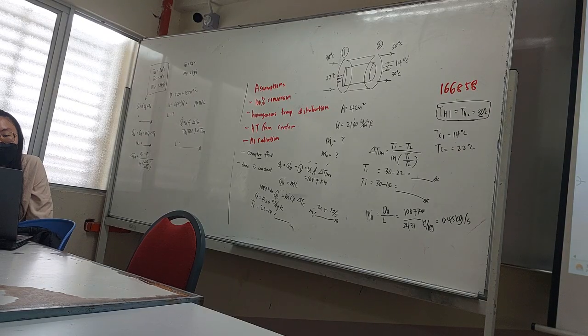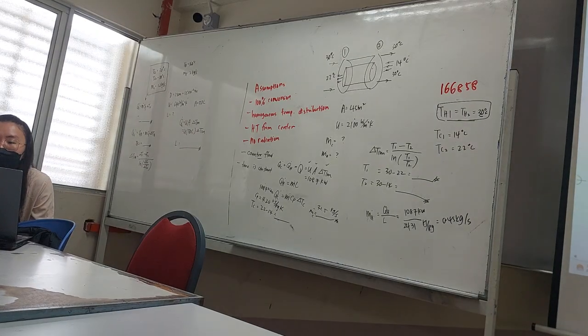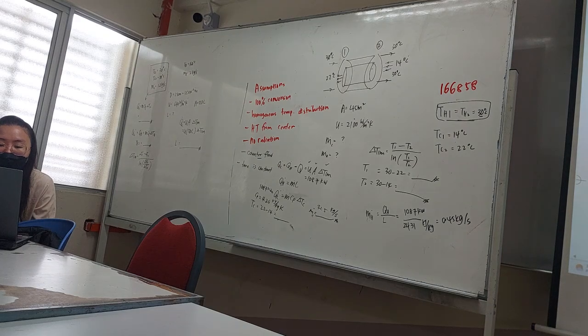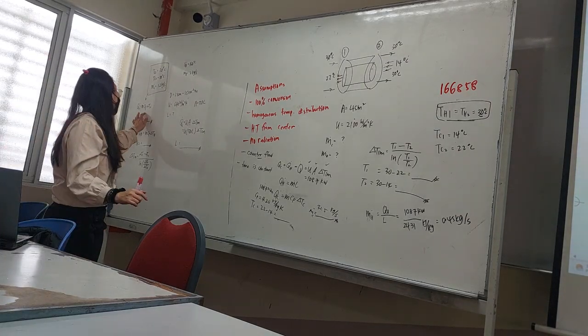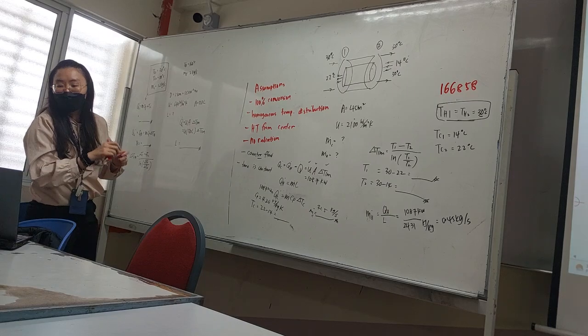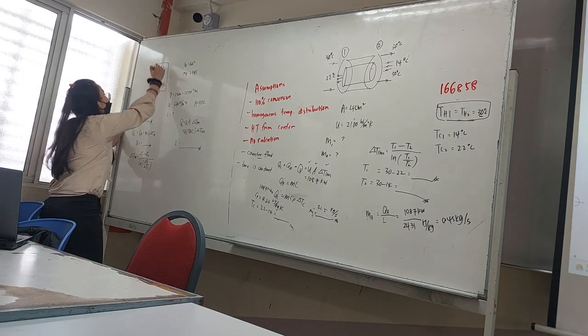So 160. So it's a 4340. 160 is 4340 because it's in liquid form. Okay, so another one is at 20. So 4182. Okay, so your CP value for cold water, for cold water is 4182.